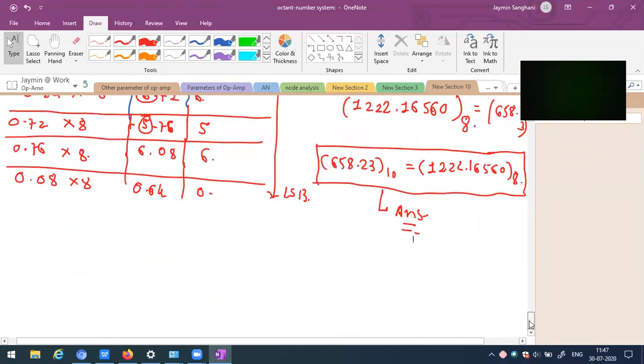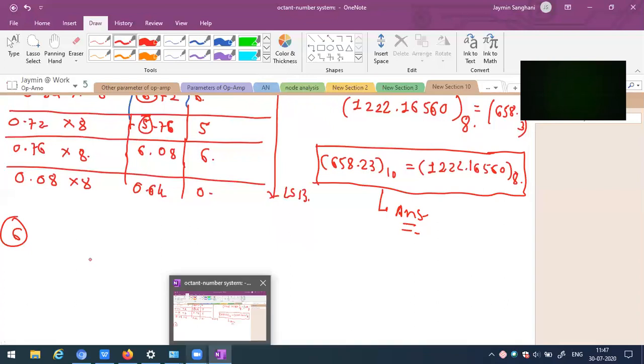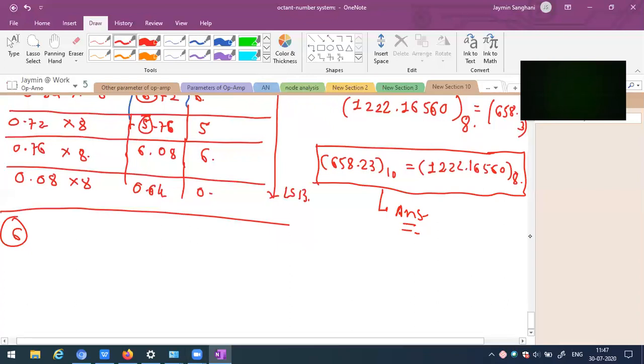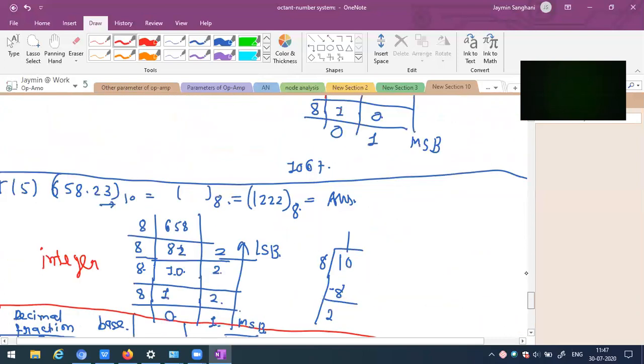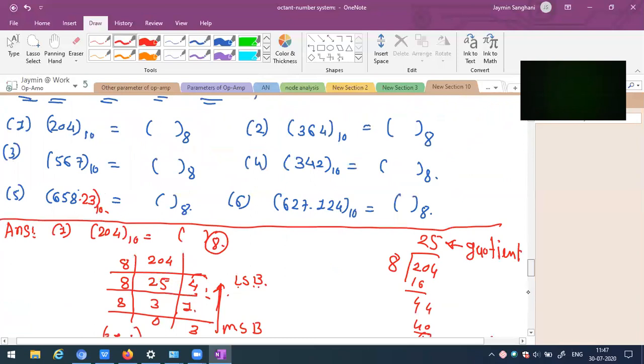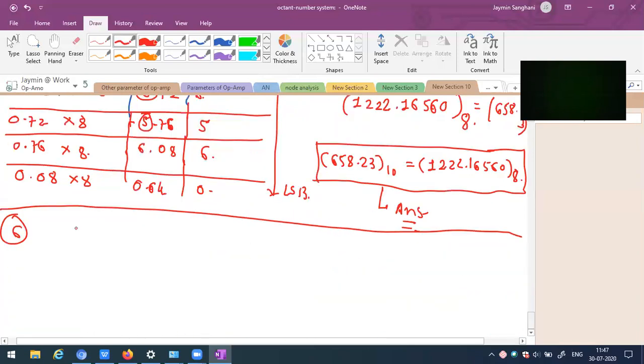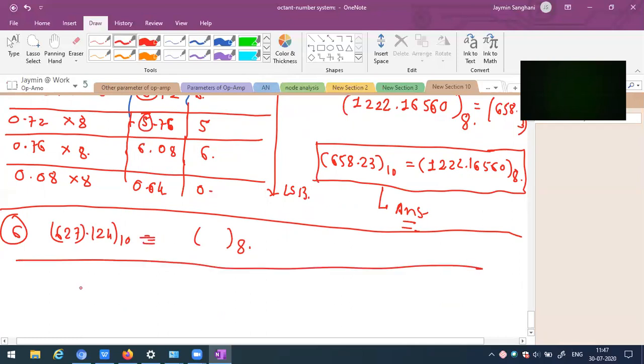Another, the sixth and last example. See this. What is the data? 627.124. How is this 627.124 decimal number converted into octal? So see this, whatever base is given here, it is known as 8. So what is the answer?